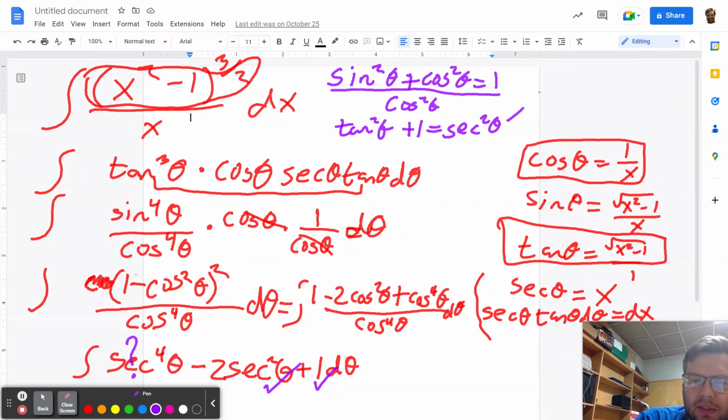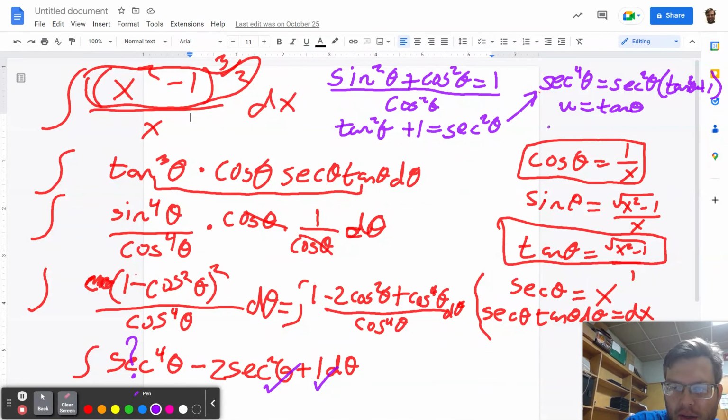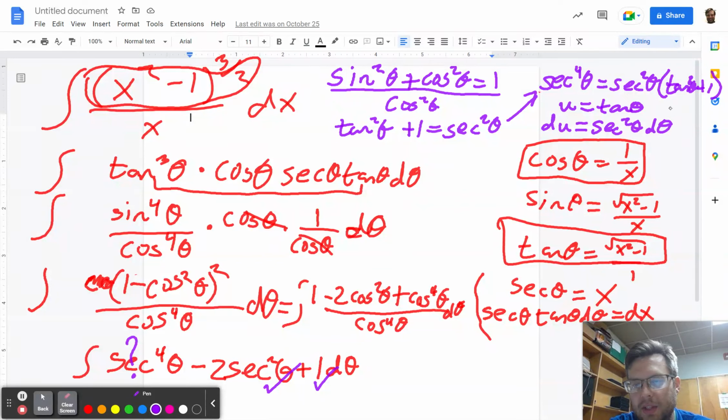So what that means is, if I have secant to the fourth theta, I can make that secant squared theta times tan squared theta plus 1. And this is great, because then if I take a u substitution for tan of theta, then du is equal to secant squared theta d theta. So it's going to cancel out that piece there. So I'm going to do that u substitution. I'm coming back down here.